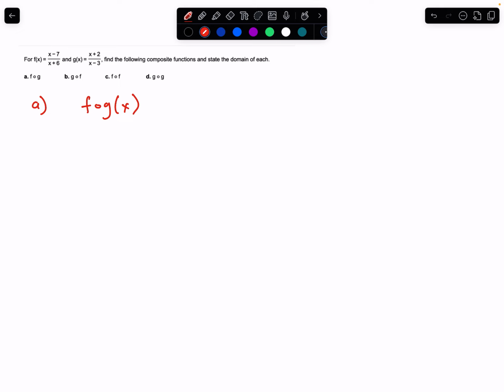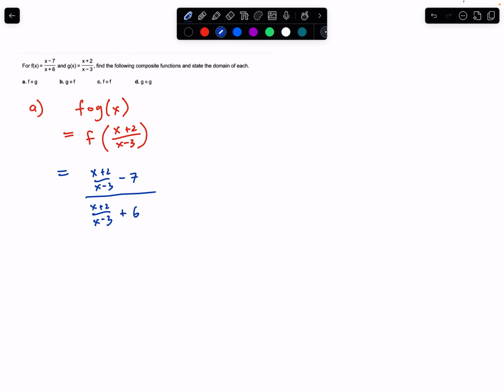So it's really f of g of x, right? So this is f of whatever g of x is, and g of x, let's just fill it in. It's x plus 2 over x minus 3. And then now we're going to apply f. So wherever we see the x in the f, we're going to replace it with this whole thing that we've got right there. So that's equal to x plus 2 over x minus 3 minus 7 over x plus 2 over x minus 3, and that's plus 6. So that's essentially it.